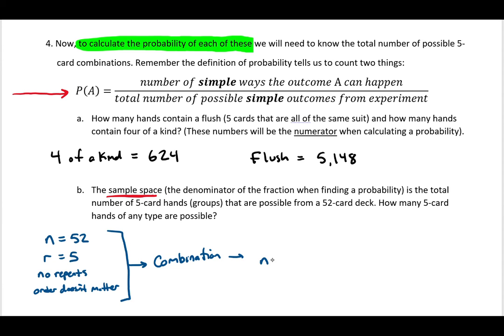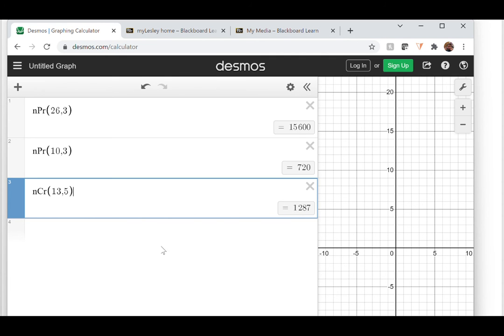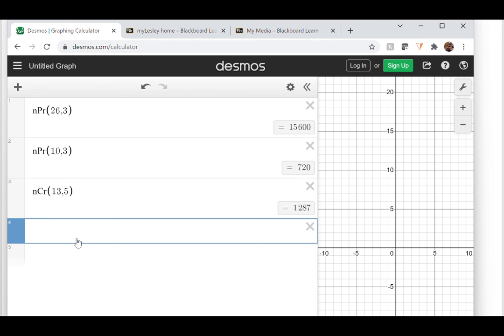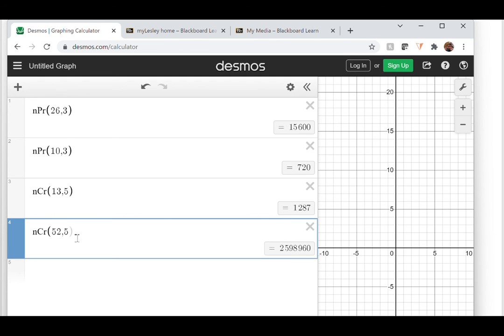So we're trying to calculate N combination R, and we could pop over to Desmos for that. Instead of 13 and 5, in the last example we were looking at just the 13 hearts in the deck. In this case, we're looking at the entire deck. So N combination R, and out of 52 objects, we are choosing 5 of them.